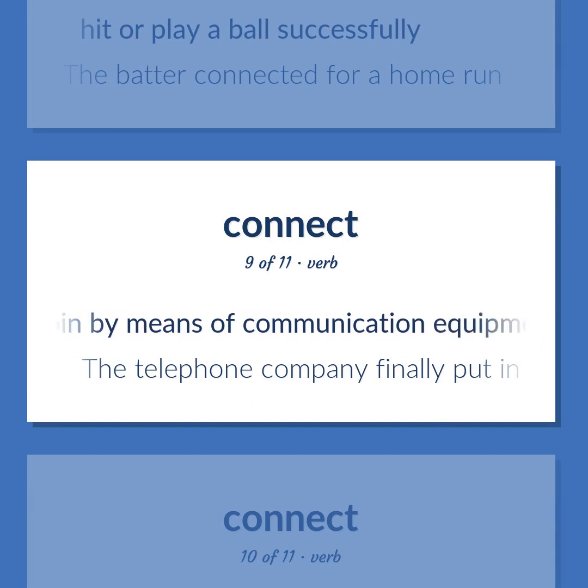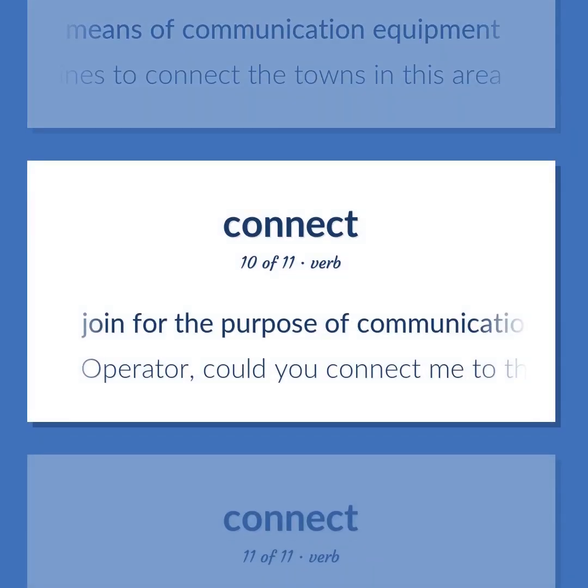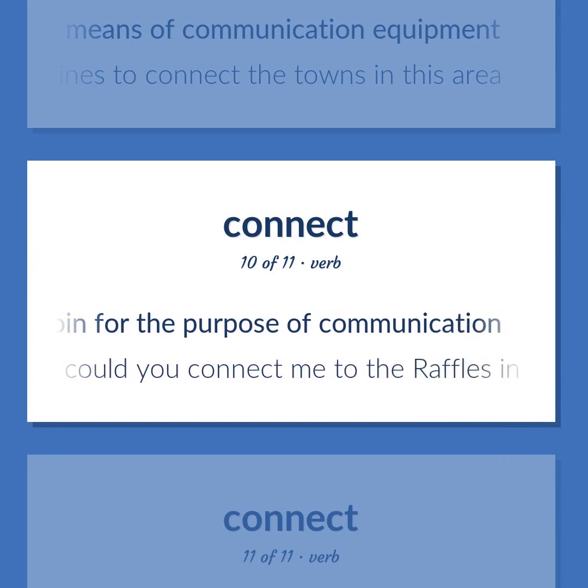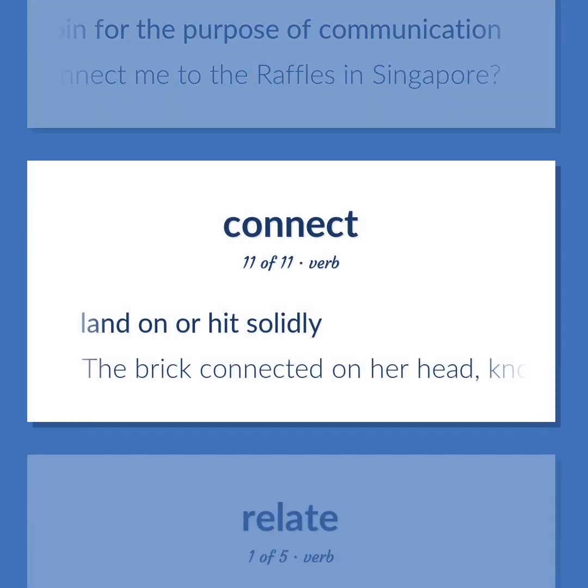Join by means of communication equipment. The telephone company finally put in lines to connect the towns in this area. Join for the purpose of communication. Operator, could you connect me to the Raffles in Singapore? Land on or hit solidly. The brick connected on her head, knocking her out.